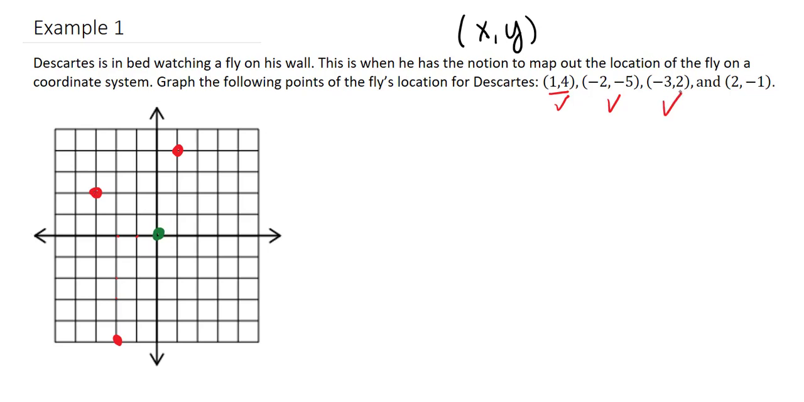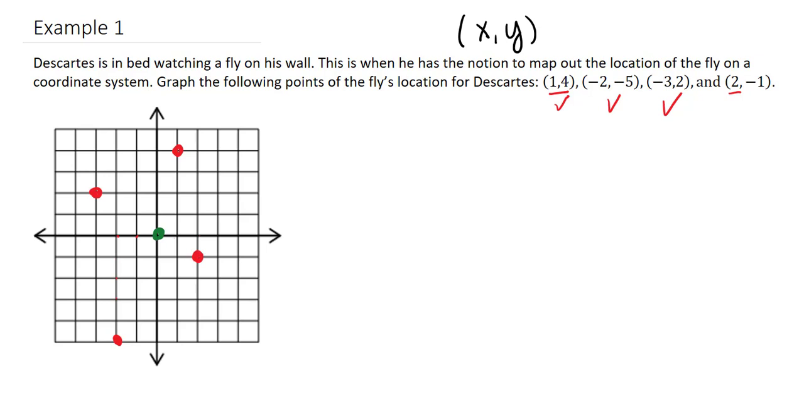And now we have 2 and -1. So that means we're going to the right for x. So 1, 2, but then we have a negative y value. So we go down 1, and we place a dot right there. And so that is how we would graph the different points on the coordinate plane.